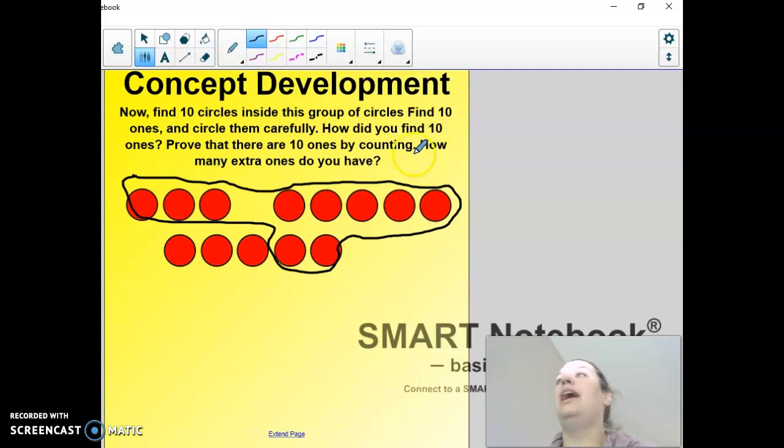Okay, so we have 10 ones, and then how many ones are left over? 1, 2, 3. Very good. So I have 10 ones and 3 ones is how I would solve this problem. I have 10 ones and I have 3 ones.